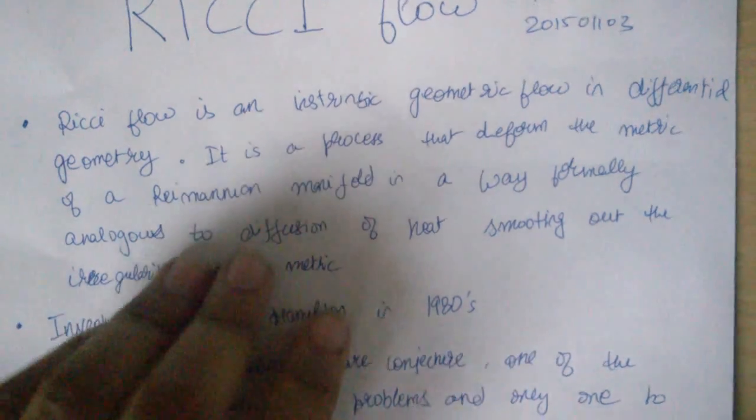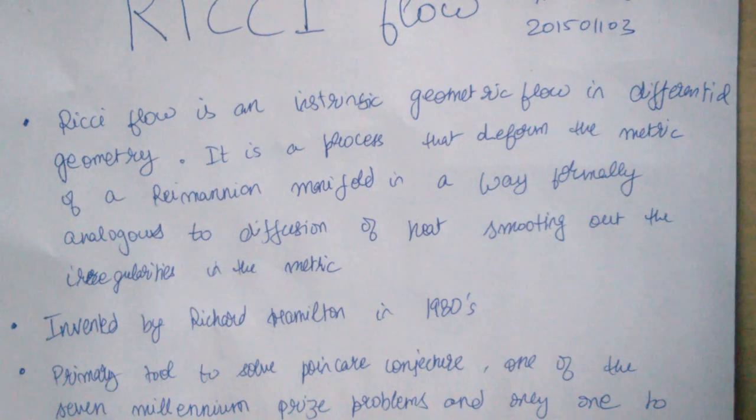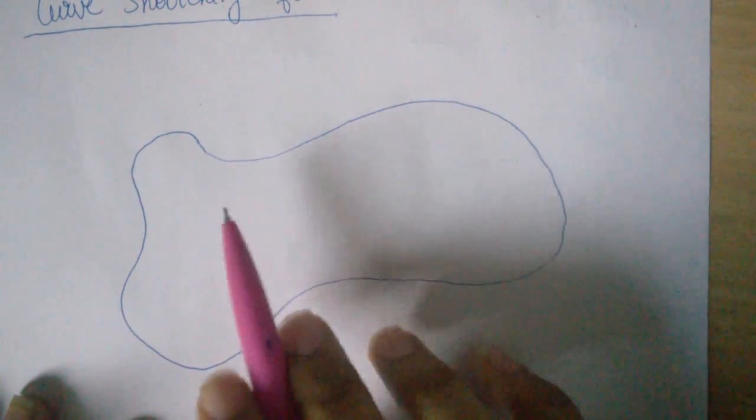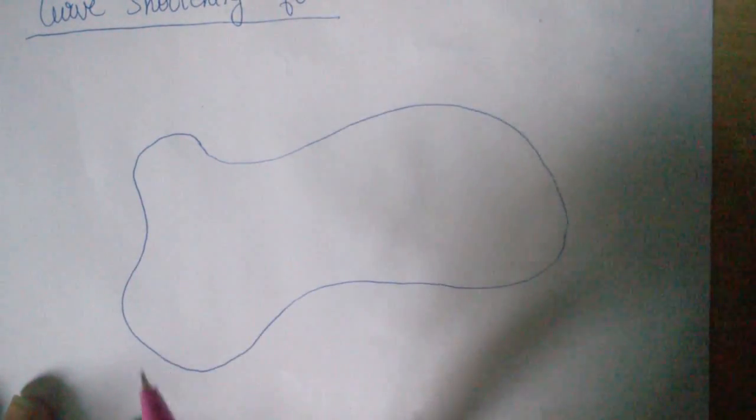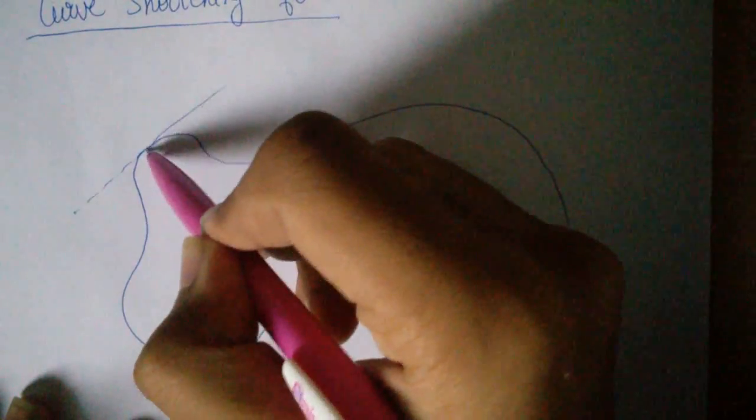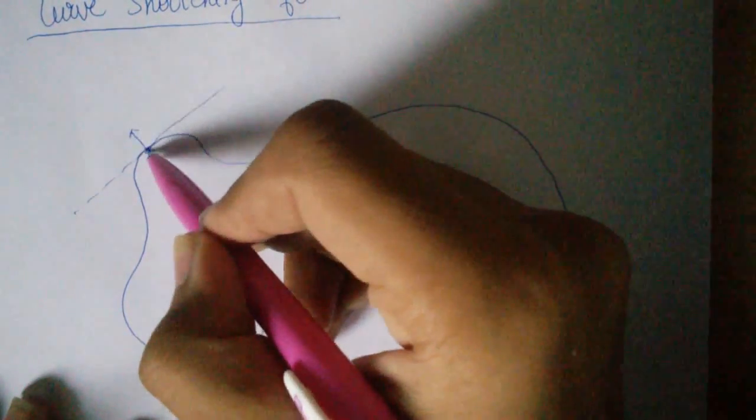As Ricci flow is quite an abstract concept, therefore first I will tell you about the curve shortening flow and relate Ricci flow to it. So what is curve shortening flow? This is a 2D closed path, and if we want to deform or move it, then we can do it in the following manner. We can draw a tangent along a point, and then this can be moved either in this direction or this direction.